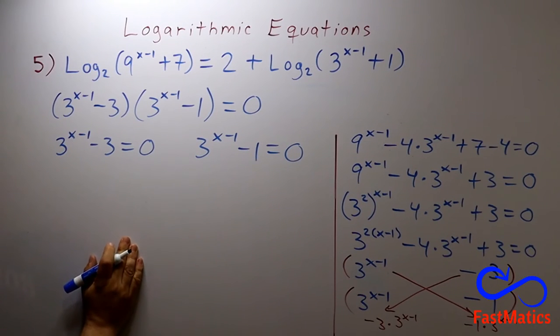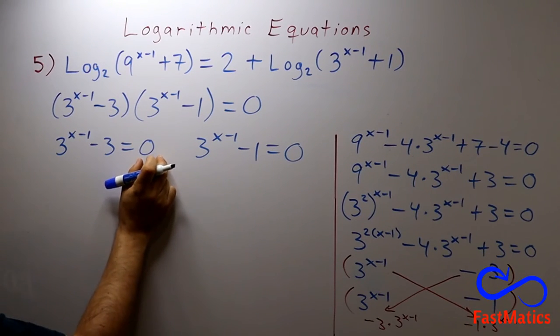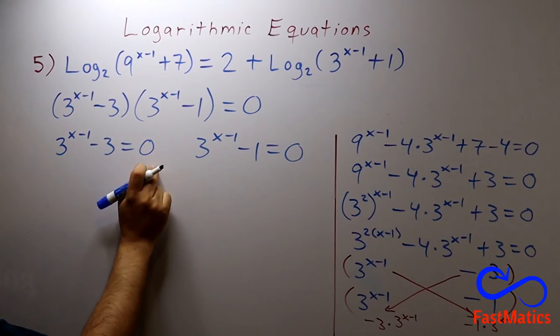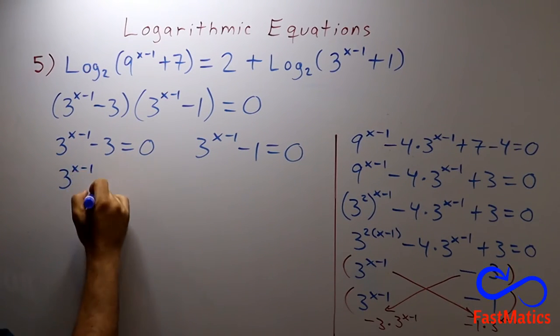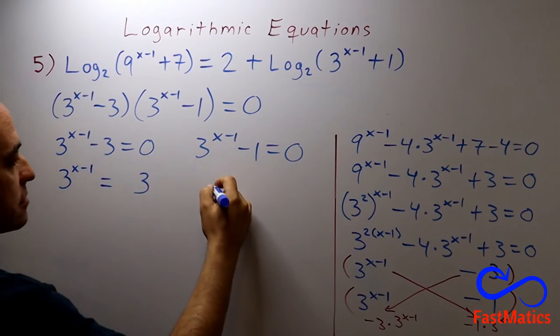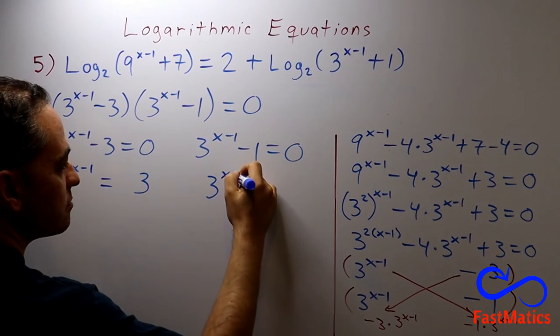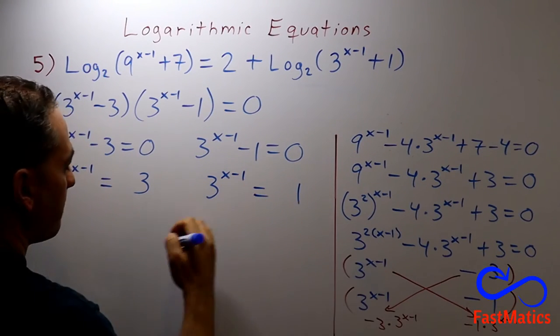And here you have two simple exponential equations. But in order to solve an exponential equation, you need only one term on the left side and only one term on the right side. So here I can pass the negative 3 to the right side. So I have 3 to the power of x minus 1 equal to 3. And here the same. 3 to the power of x is equal to 1.